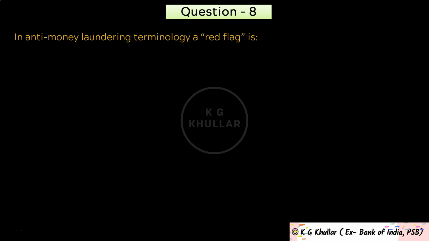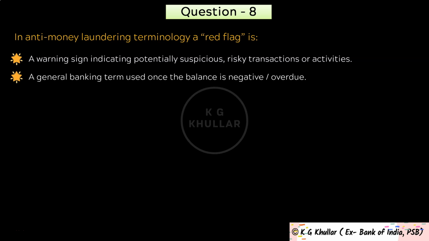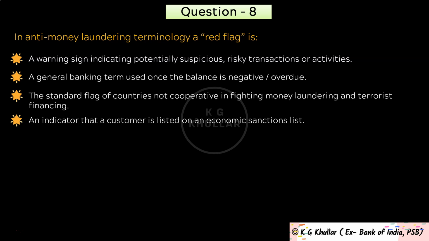Next question is, in anti-money laundering terminology, a red flag is, and the first answer choice is, a warning sign indicating potentially suspicious, risky transactions or activities. Then second option B is a general banking term used once the balance is negative or overdue. Then third option C is the standard flag of countries not cooperating in fighting money laundering and terrorist activities. And last option D is an indicator that a customer is listed on an economic sanctions list.